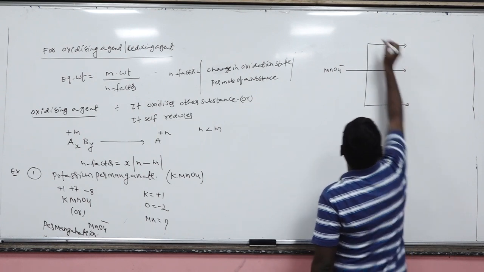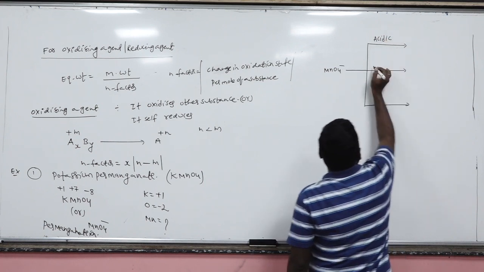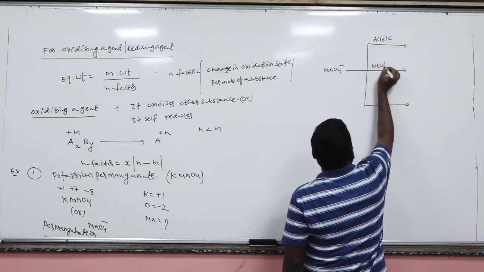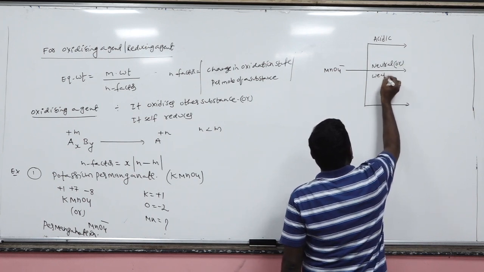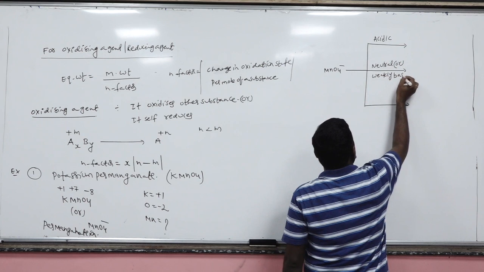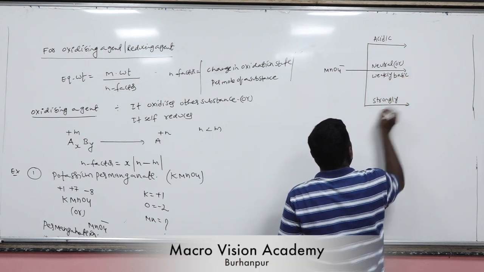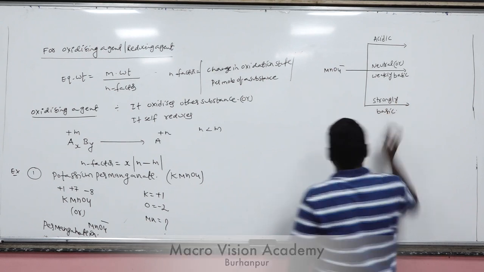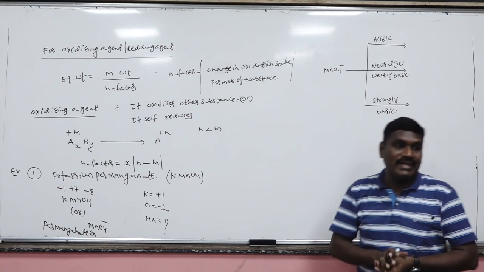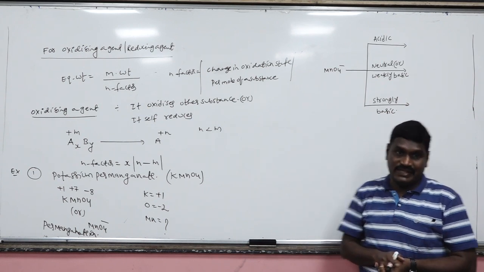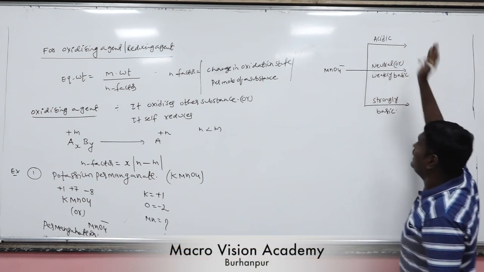Now, first case, acidic medium. If the reaction is going in acidic condition; second, neutral or weakly basic condition; third, strongly basic condition. This is very important. So there are three different cases. I already told you the N factor depends upon the nature of the reaction. The same compound will have different N factors. That will depend upon the reaction condition.